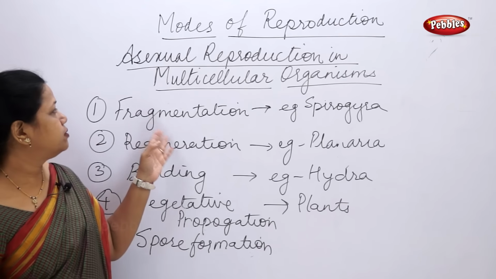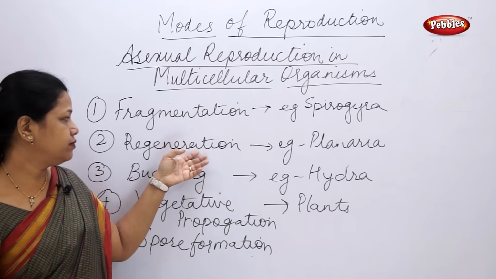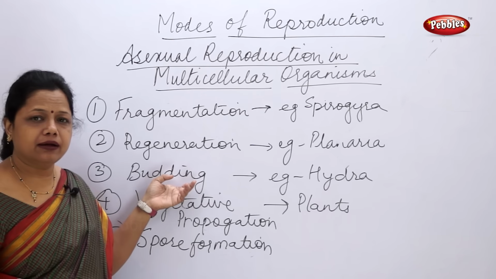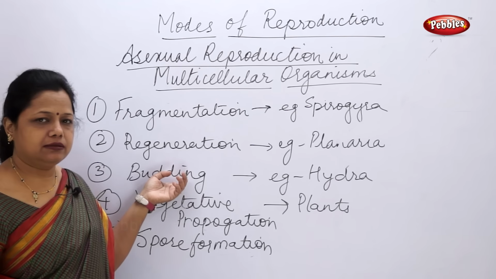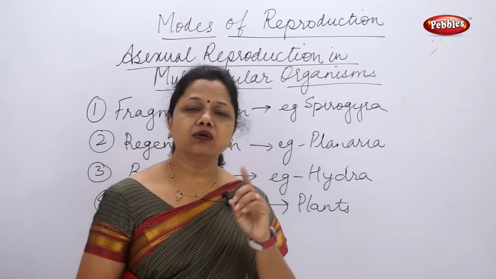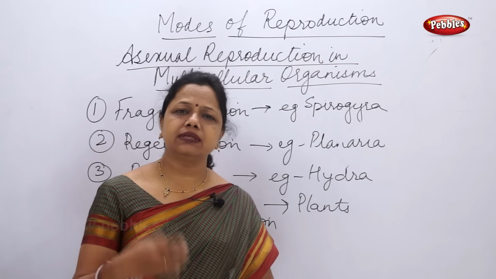So we were talking about asexual reproduction. First we talked about Spirogyra, then we talked about regeneration in planaria, then budding in Hydra. Now we come to plants. As I said before, any part of the plant can grow into a new plant. Now there are many types of instances, examples.